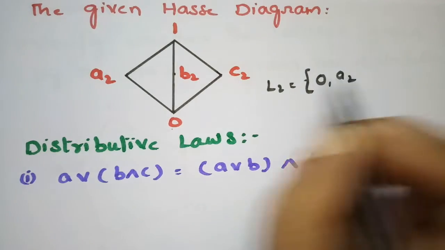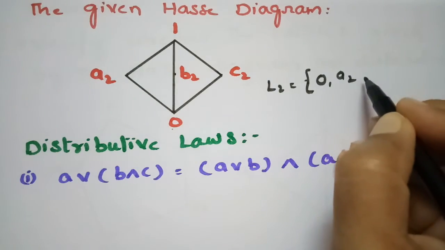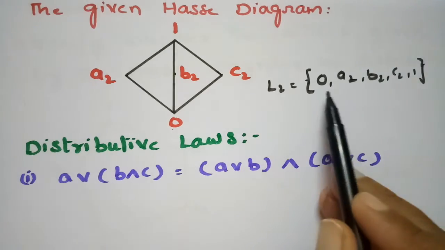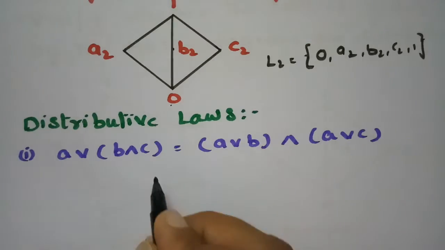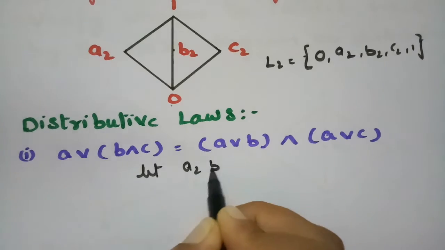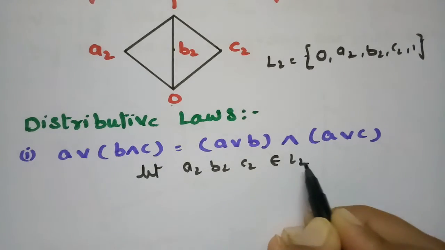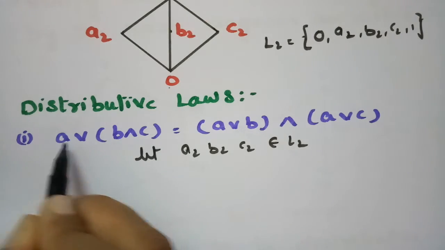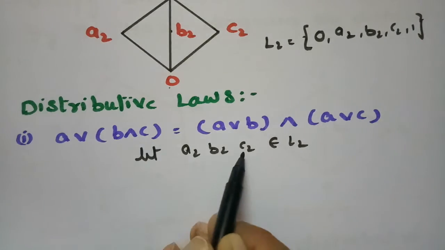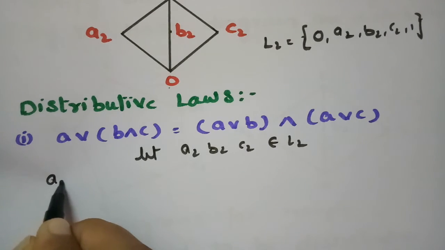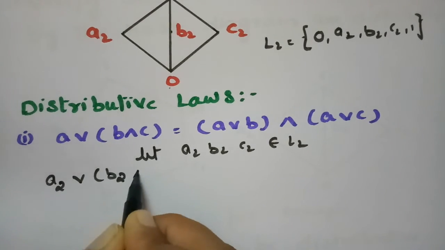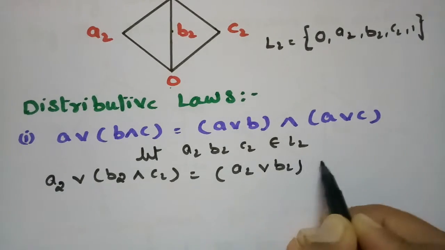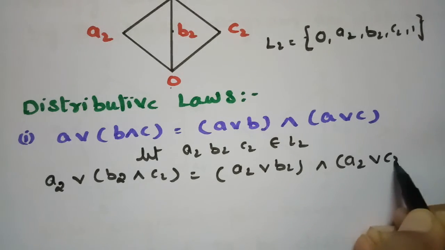The next ones are A2, B2, C2 and again 1. So these are the elements. Among these elements, I have chosen 3 elements. Let A2, B2, C2 belong to the lattice L2. So now I have to apply here. If I apply A2 in place of A, B2 in place of B, C2 in place of C, let's get started. That is A2 join (B2 meet C2) is equal to (A2 join B2) meet (A2 join C2).